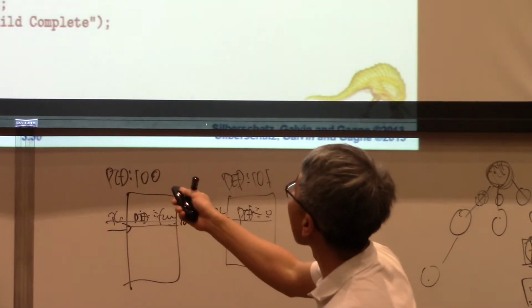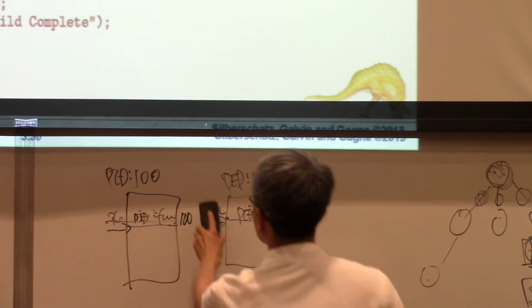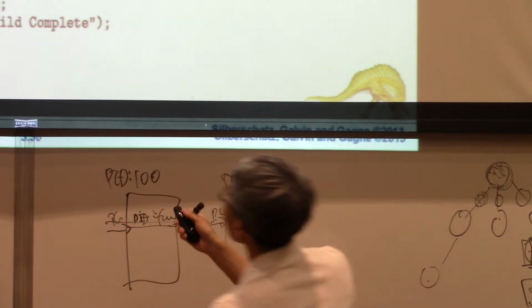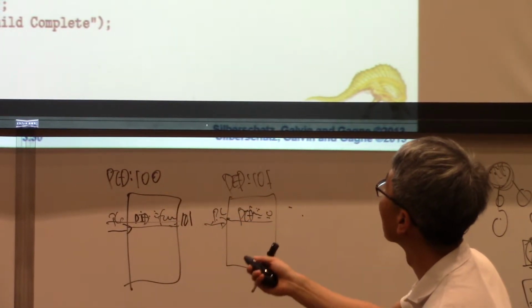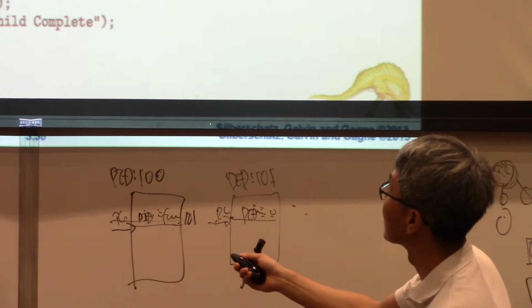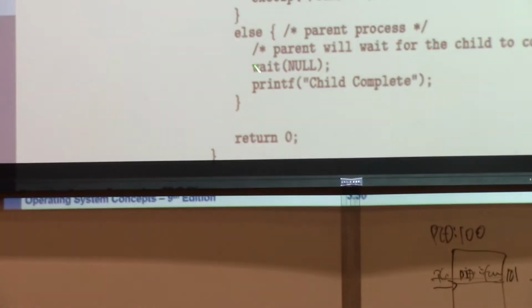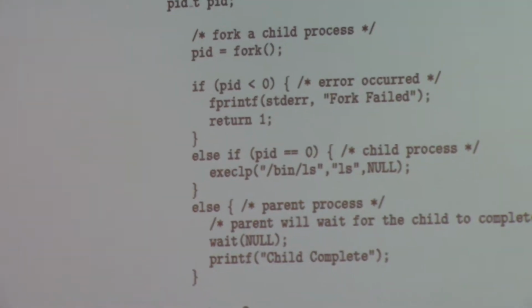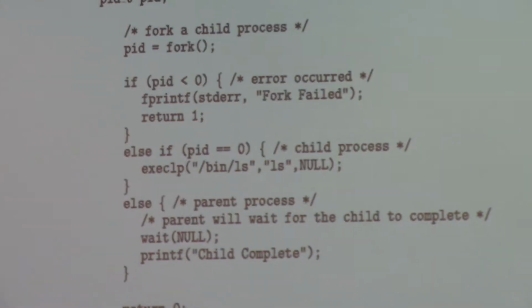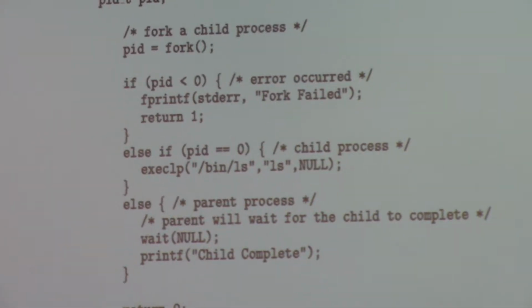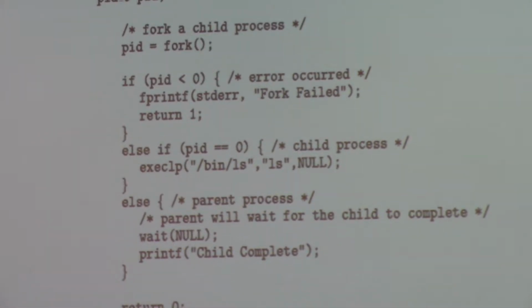In case of 101, it goes to the else branch. The PID 0 branch means this is the child process. So what is the next job when you successfully fork? We do not use exec here.